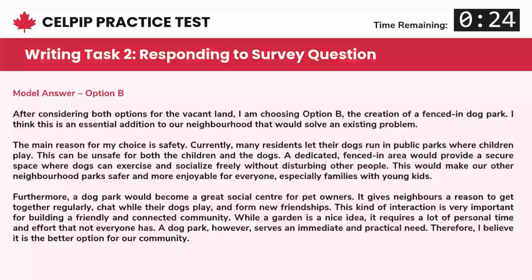The writer uses good transition words like "the main reason" and "furthermore" to connect their ideas smoothly. The vocabulary is simple and clear, but it also includes two effective stretch words: "essential" and "social." These words add strength to the argument without making it too complex.